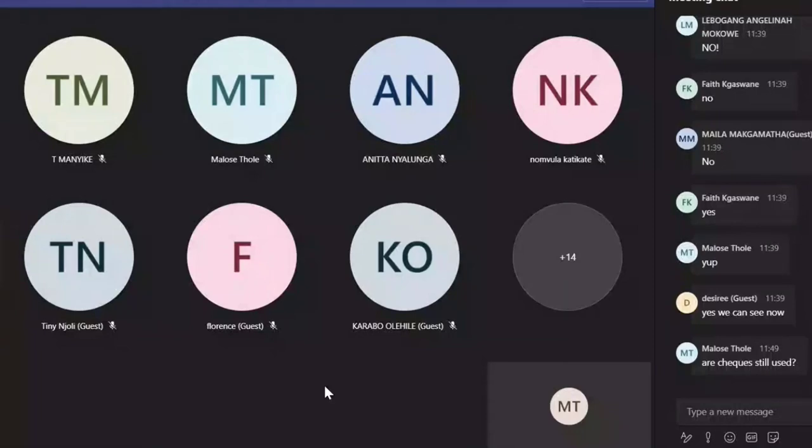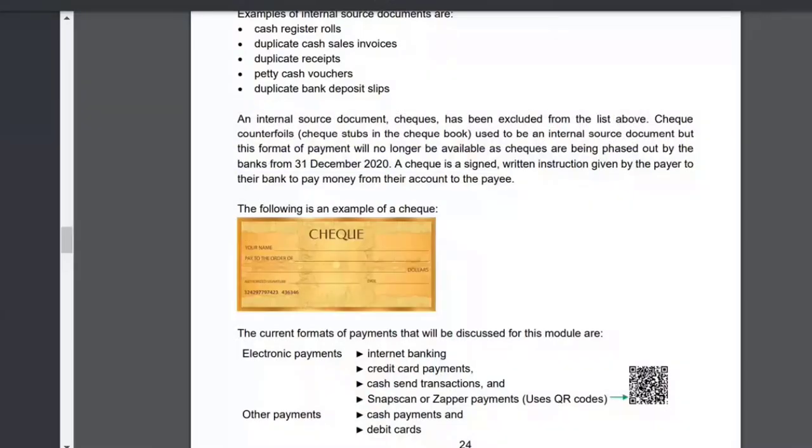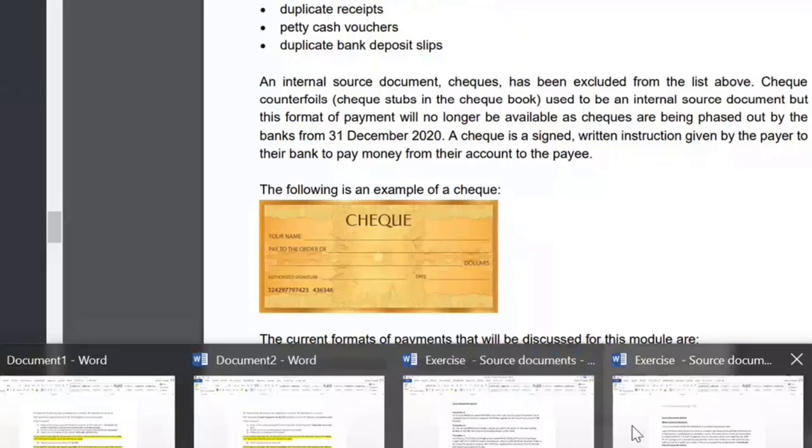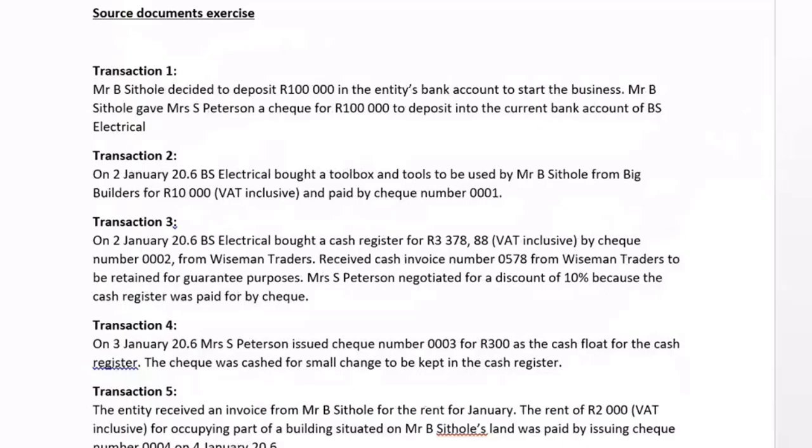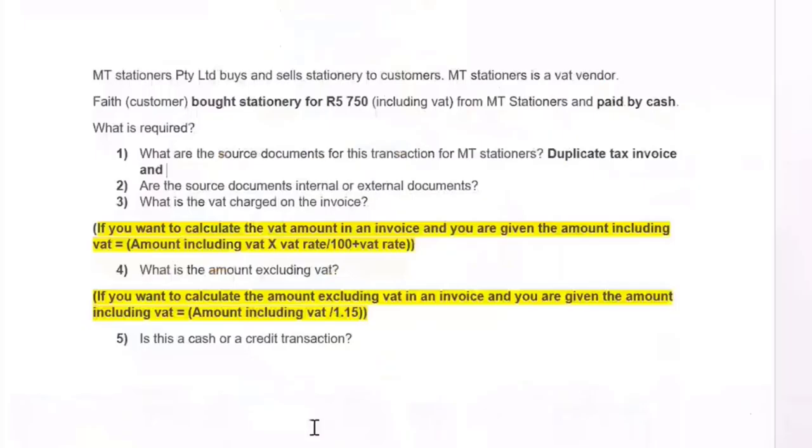So in this example that we're doing, let's say that the customer had paid by check instead of cash. A check is a form of payment. You can pay your supplier or your expenses with a check. So it's a form of payment.